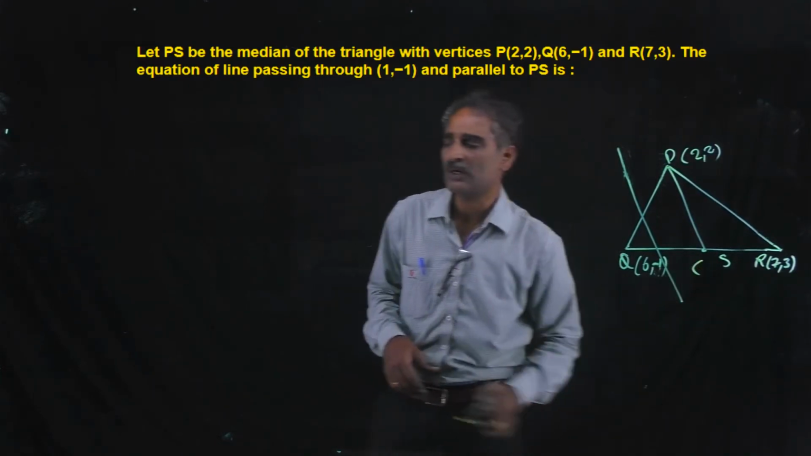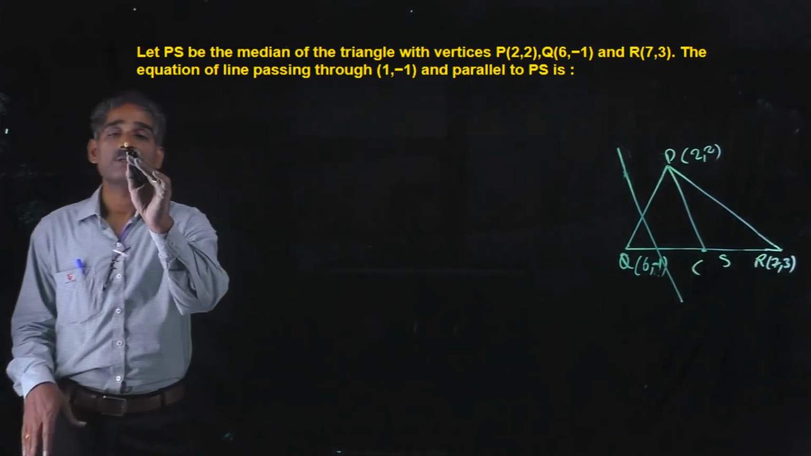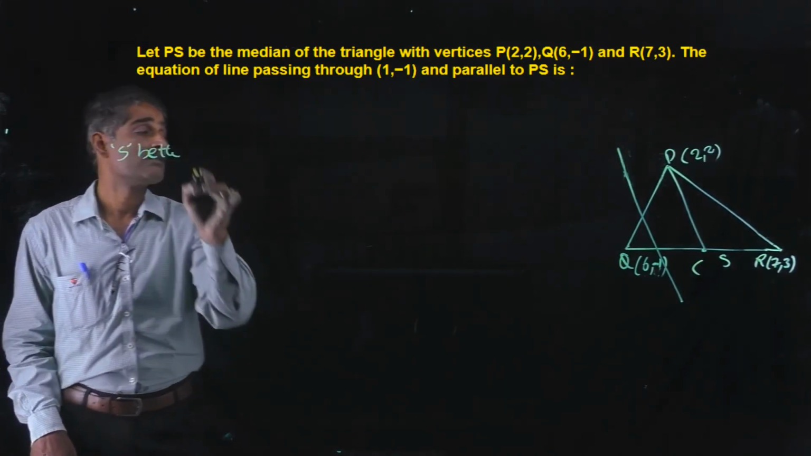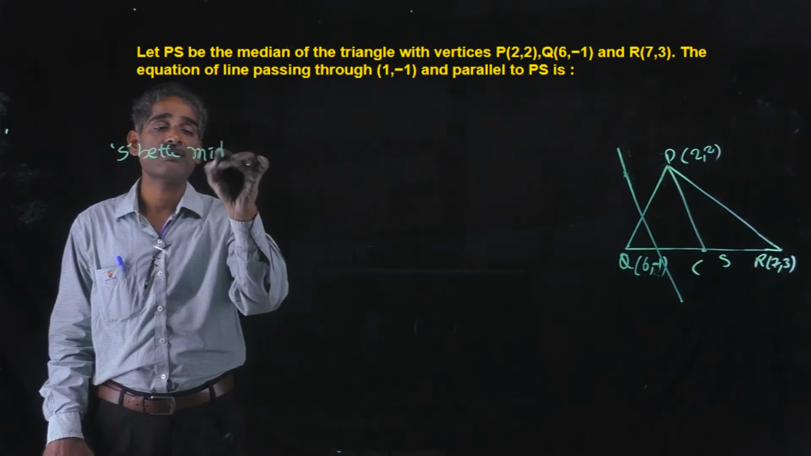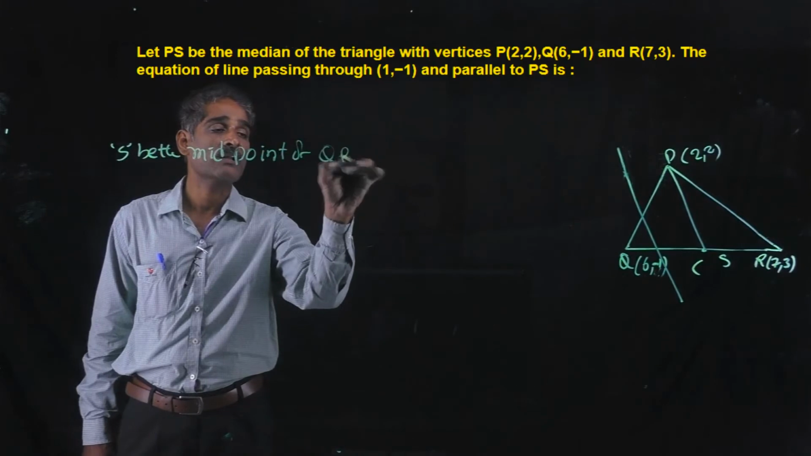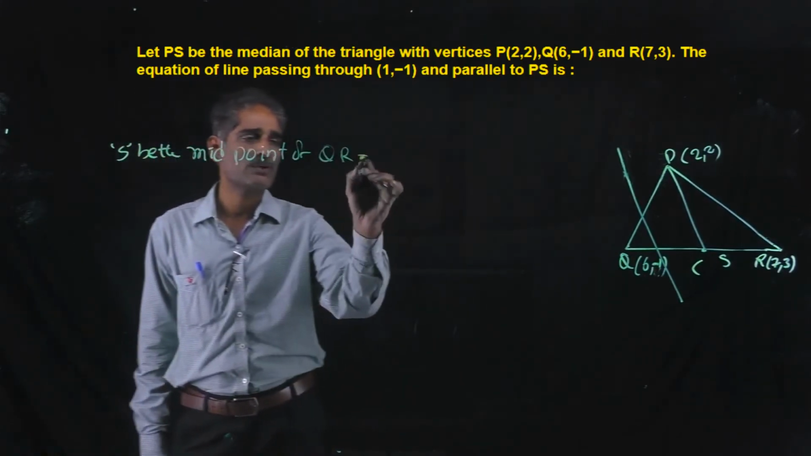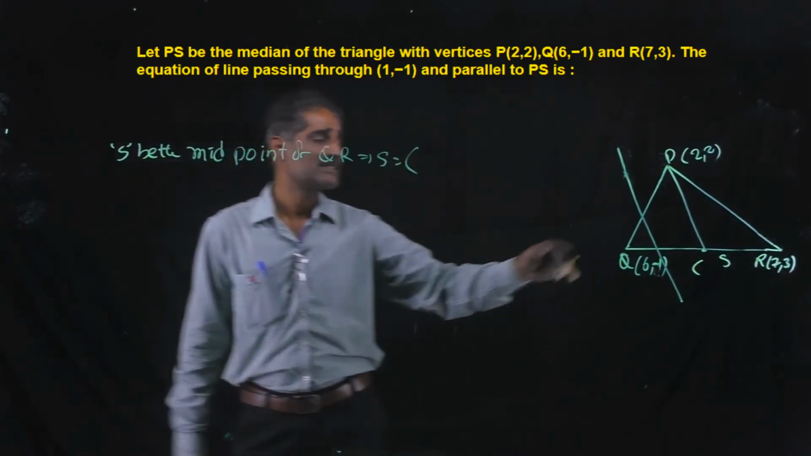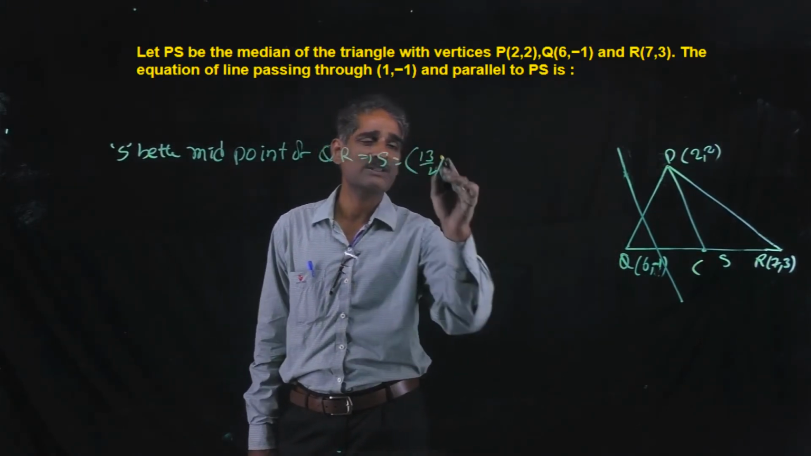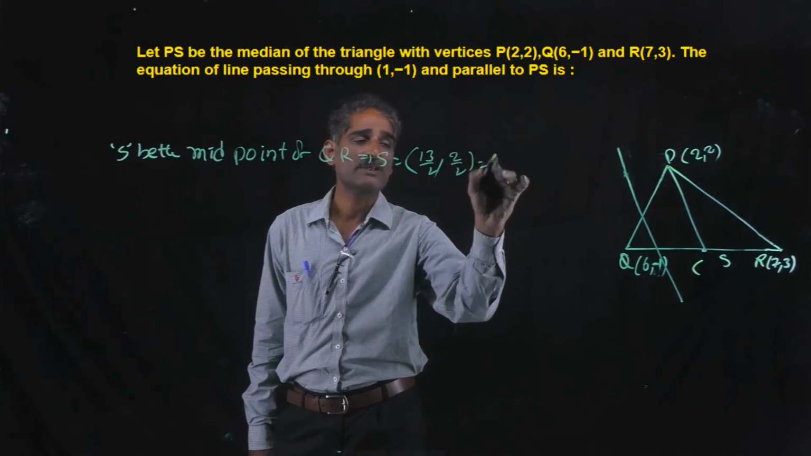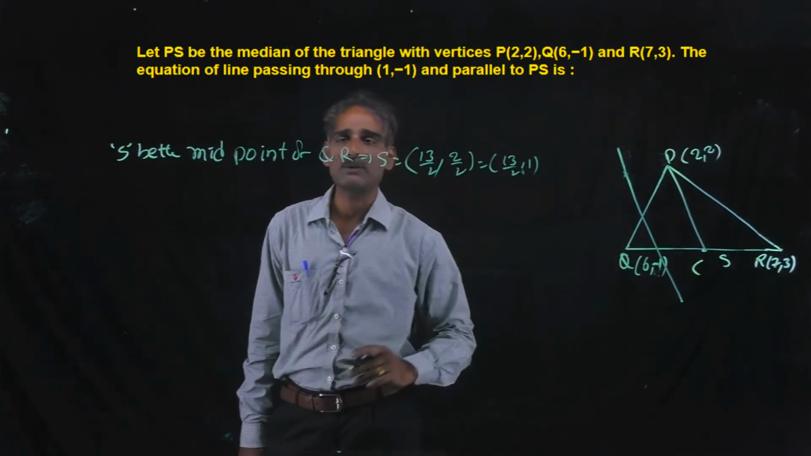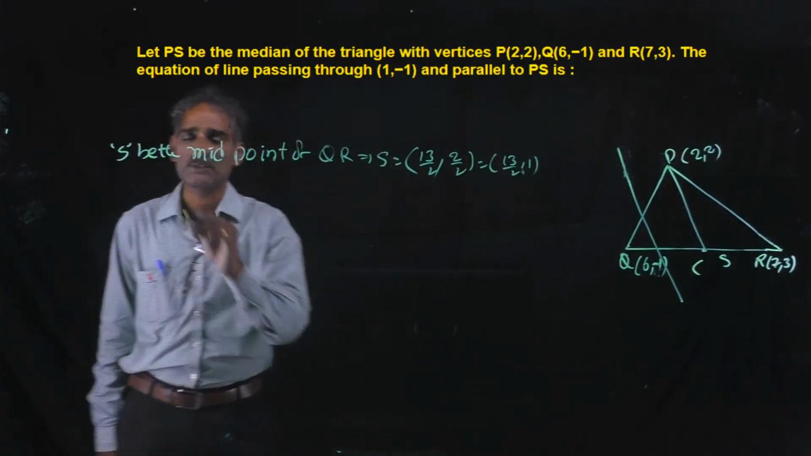So what about the coordinates of S? S is the midpoint of QR. Therefore, S is equal to (6 plus 7) by 2, that is 13 by 2, and (minus 1 plus 3) by 2, that is 2 by 2. That is equal to (13 by 2, 1). So this is the midpoint. Now write the median equation.